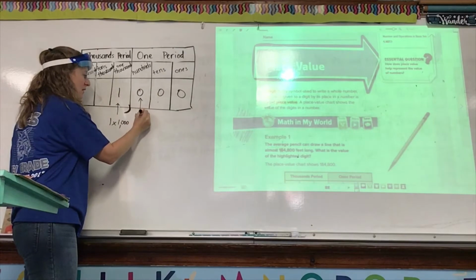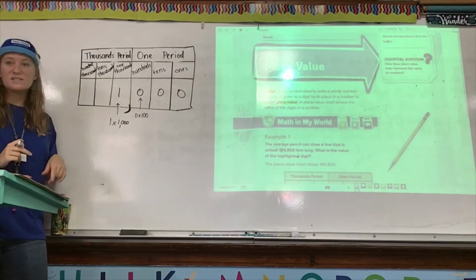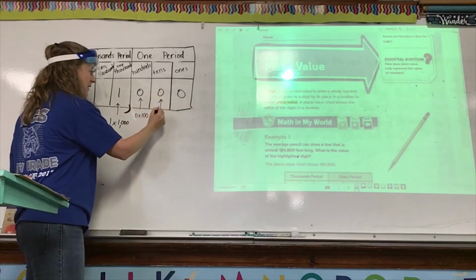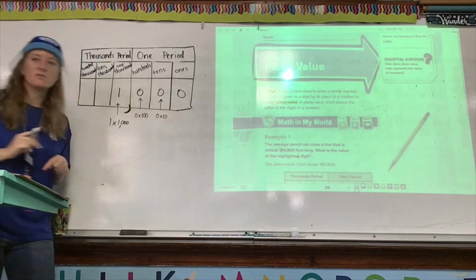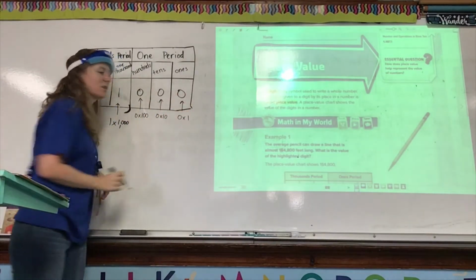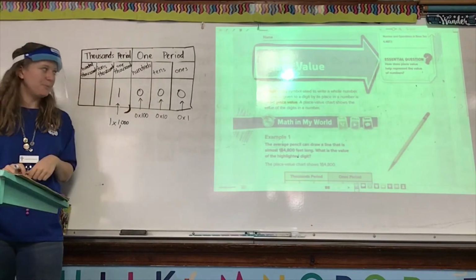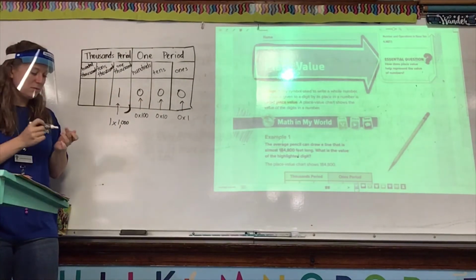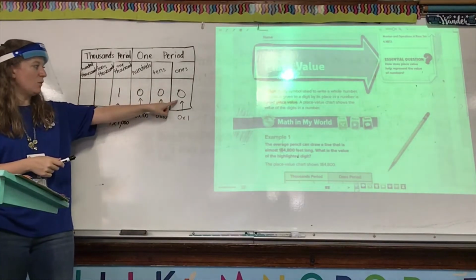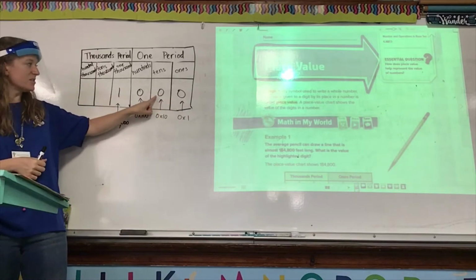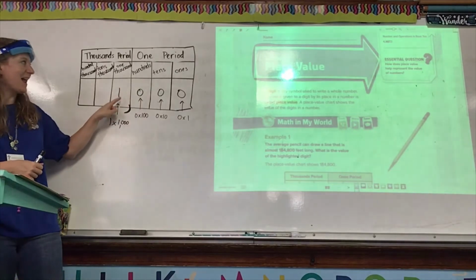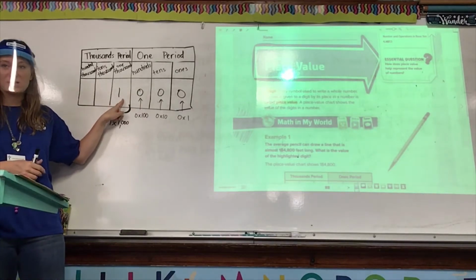This 0 in the hundreds place is worth 0 times 100, which is 0. The 0 in the tens place is worth 0 times 10, which is 0. And the 0 in the ones place is worth 0 times 1, which is 0. So 1,000 has 1, 2, 3, 4 digits. There's a digit in the ones place, it's worth nothing. There's a digit in the tens place, it's worth nothing. A digit in the hundreds place, it's worth nothing. And a 1 in the 1,000s place, so it is worth 1,000.